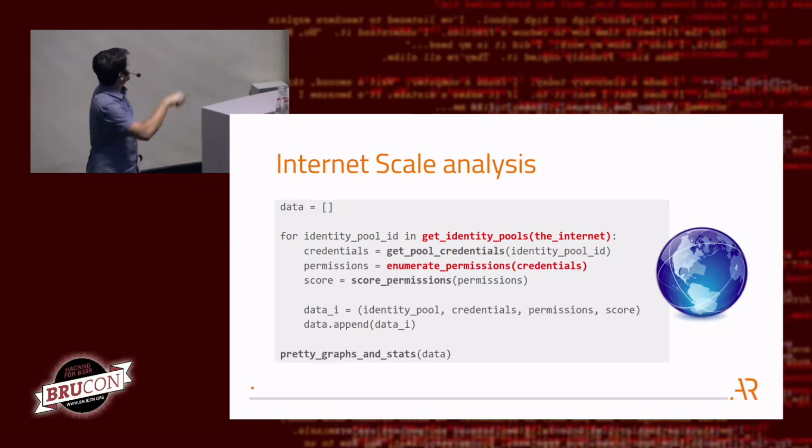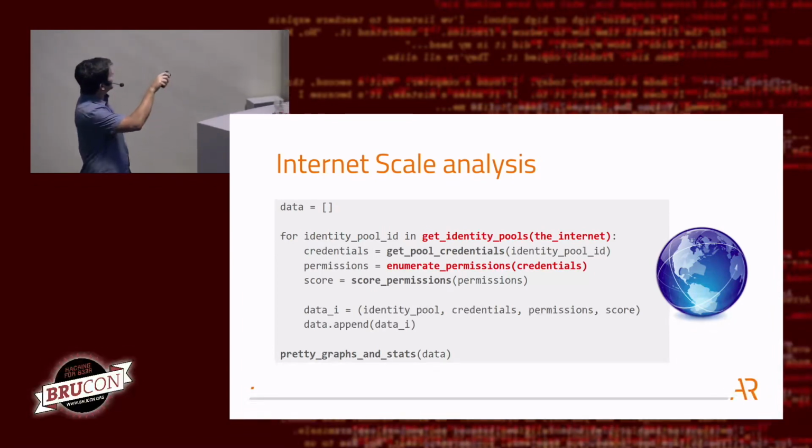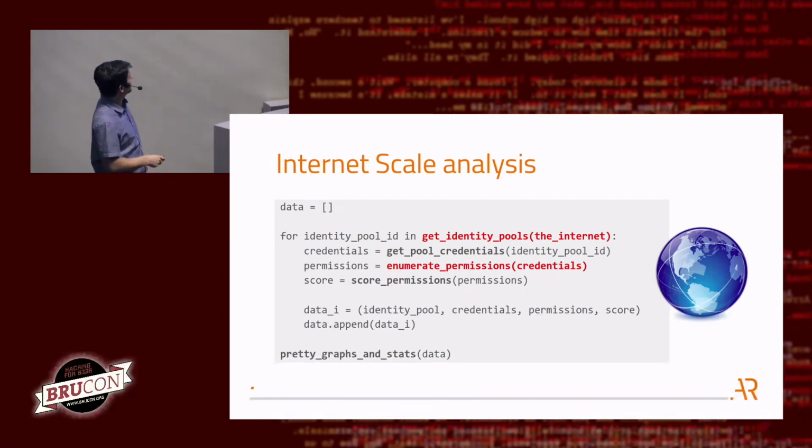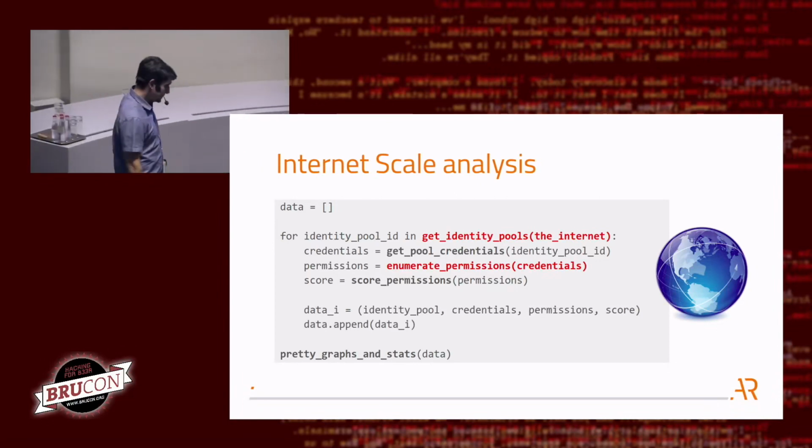So for each identity pool ID that I find, I get the pool credentials. This function is the one that I showed you before. It simply gets the credentials based on the identity pool ID. Then I enumerate the permissions, create a scoring system for those permissions, and draw some pretty graphs in order to show at conferences.